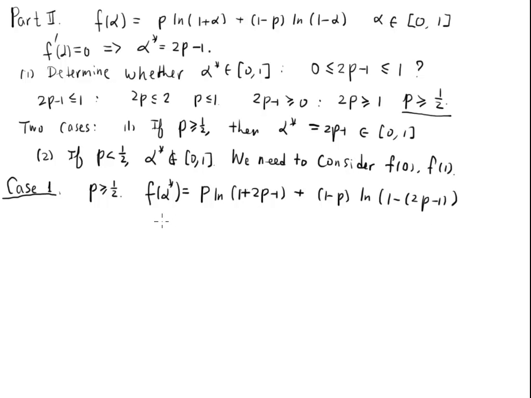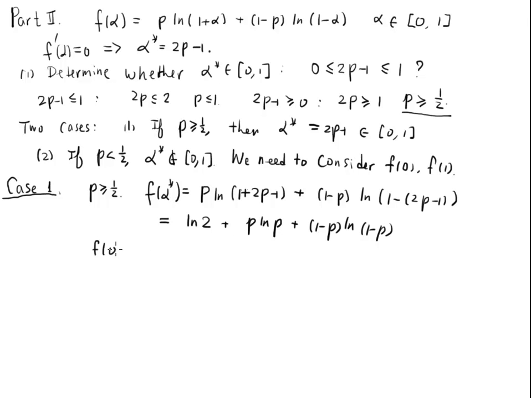So after we simplify this one, we actually have log 2 plus p log p plus (1 minus p) log (1 minus p). It's a pretty interesting number, but somehow it's not easy for us to see if this number over here is greater than f of 0 or f of 1.